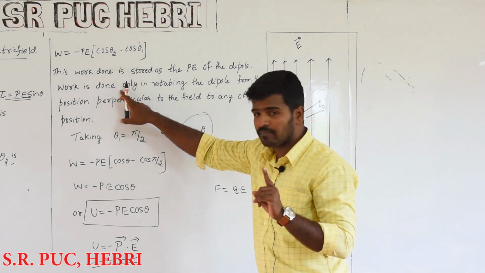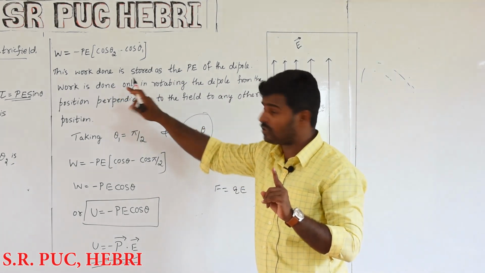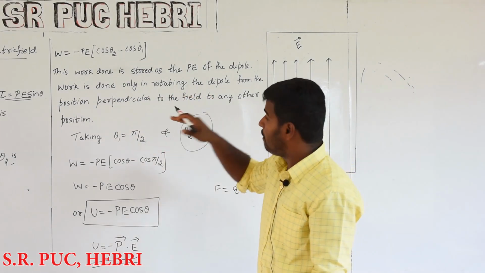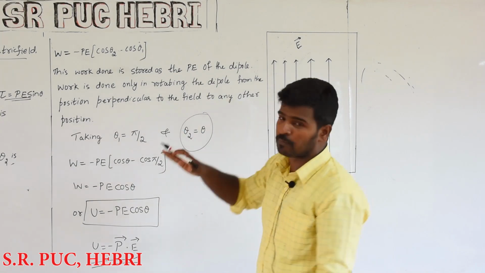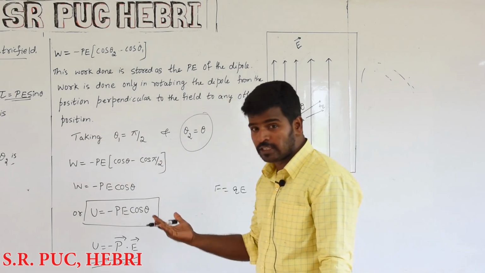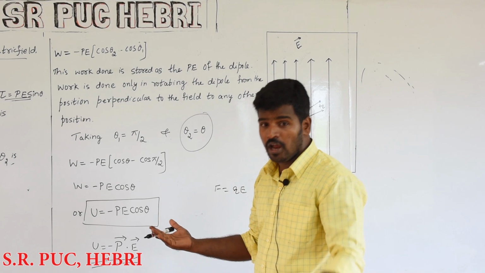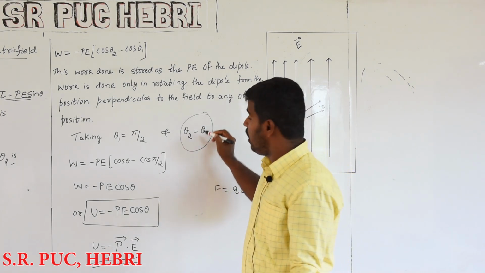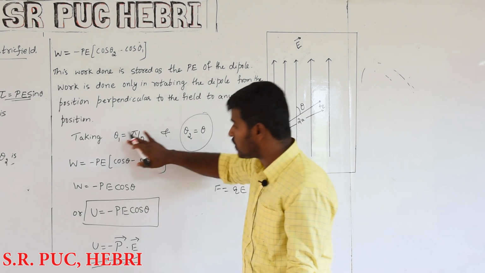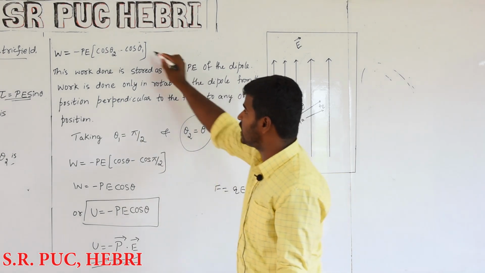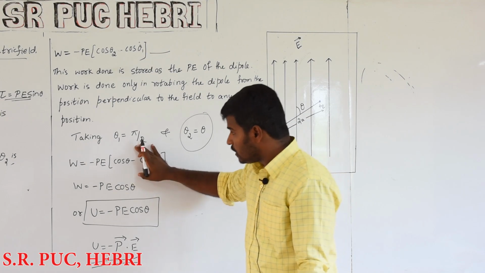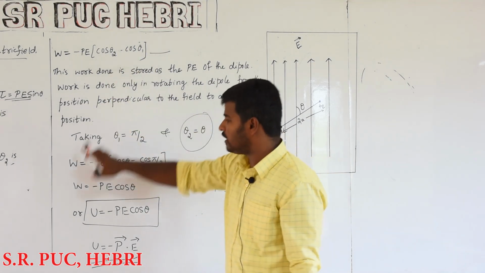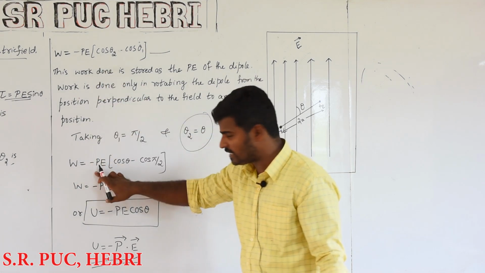Therefore, work is done. Very important consideration. Work is done only in rotating the dipole from a position perpendicular to the field to any other position. θ1 will be known, that is π/2, 90 degrees, which means perpendicular. θ2 will be any angle, ಯಾವುದೇ angle ಇರಬಹುದು. Therefore, that is expressed by θ itself. Therefore, by substituting the values of θ1 and θ2 in this equation, θ1 is equal to π/2, substituted here. θ2 is equal to θ, therefore W is equal to minus PE as usual.